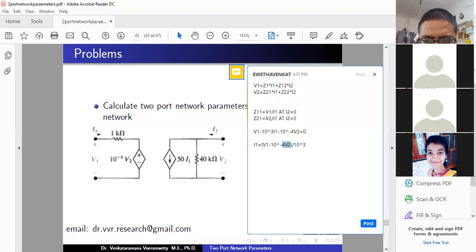So if I'm able to calculate V2 in terms of V1, or if I'm able to calculate V2 in terms of I1, then it is easy to calculate the ratio between V1 and I1, right? So now my question is, by observing the circuit, can anyone tell what is the value of V2?